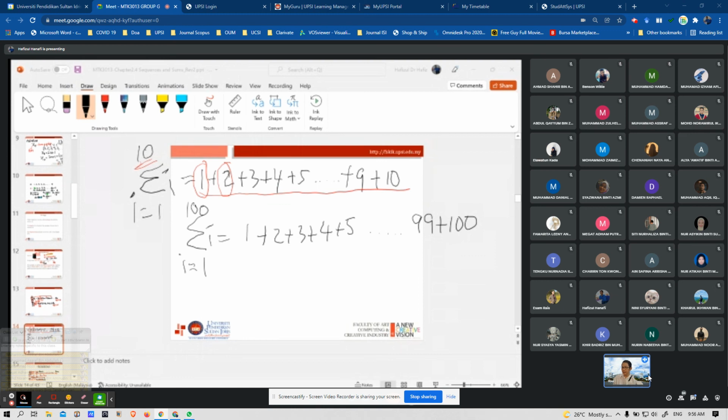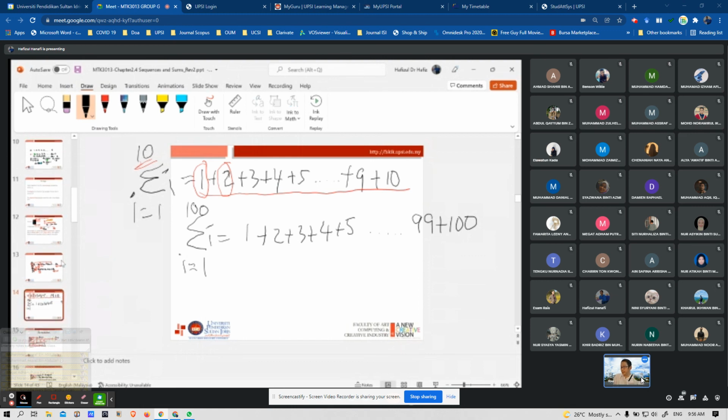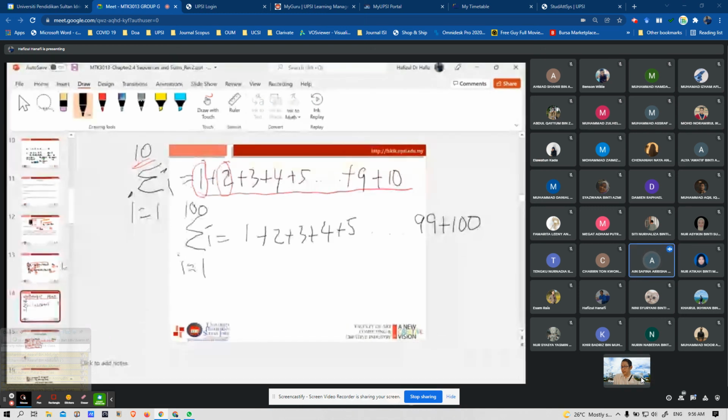Okay, let's do another example. So far, is it okay? Ain, Safina, okay? Any questions? Yes. I equal to 100. I equal to 1, that is the lower limit.